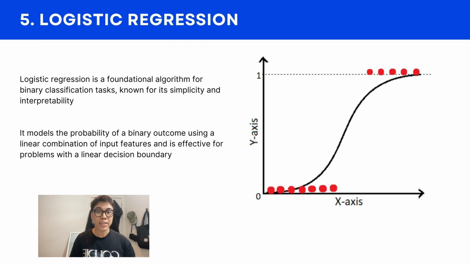Our last model is logistic regression. Logistic regression is a foundational algorithm for binary classification tasks, known for its simplicity and interpretability. It models the probability of a binary outcome using a linear combination of input features and is effective for problems with a linear decision boundary.